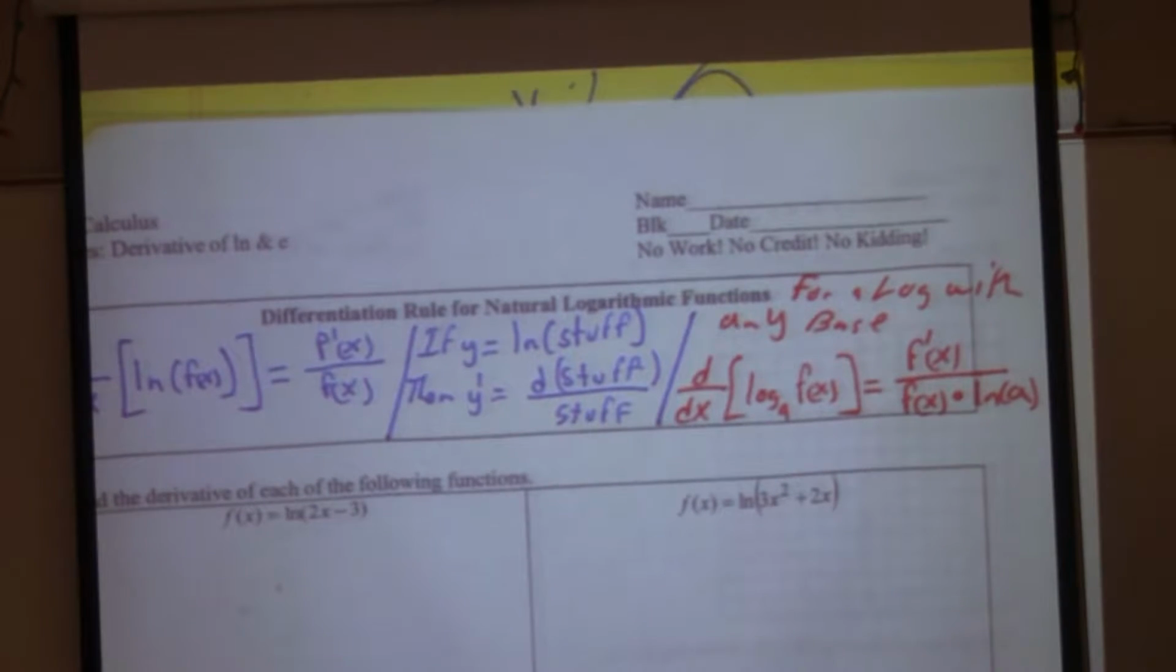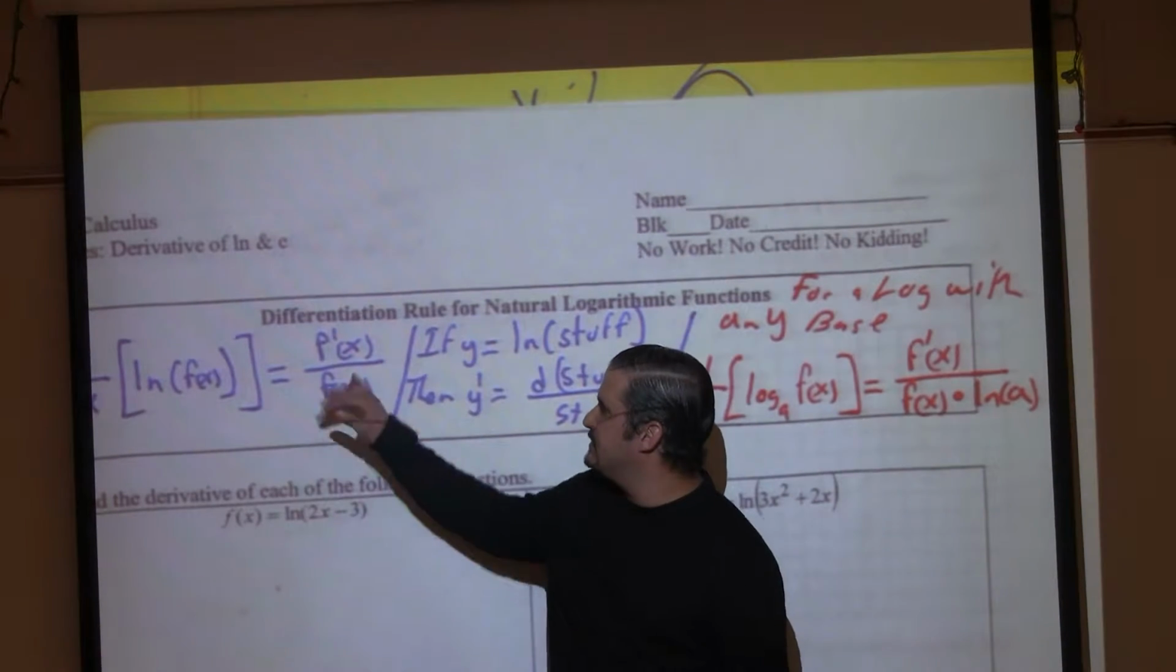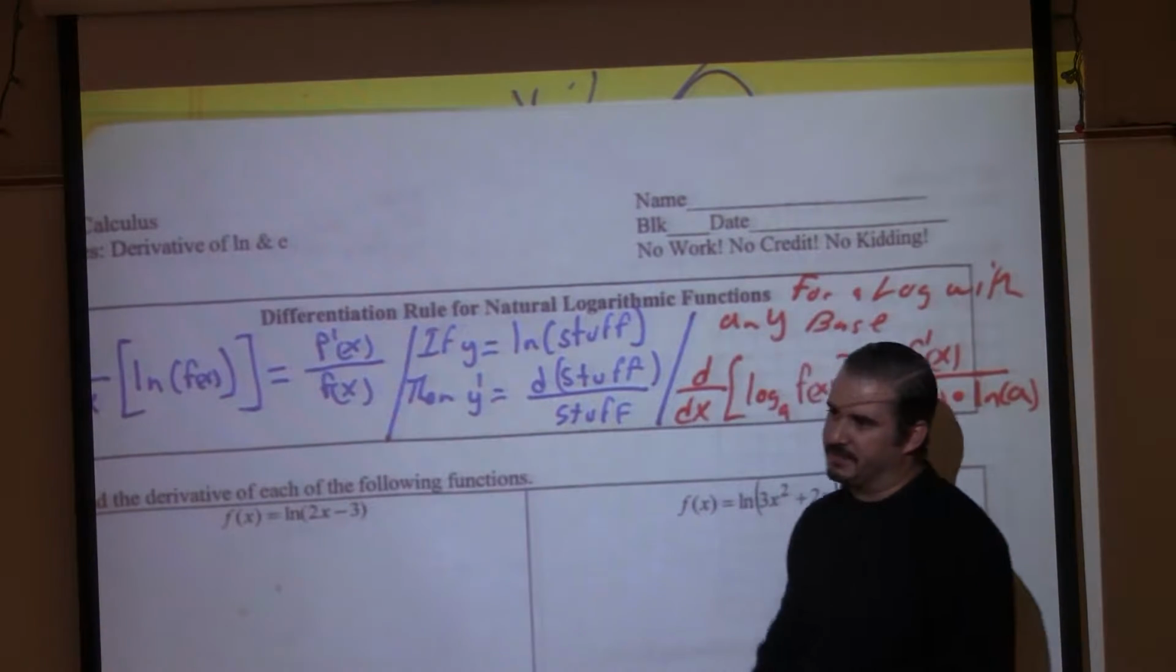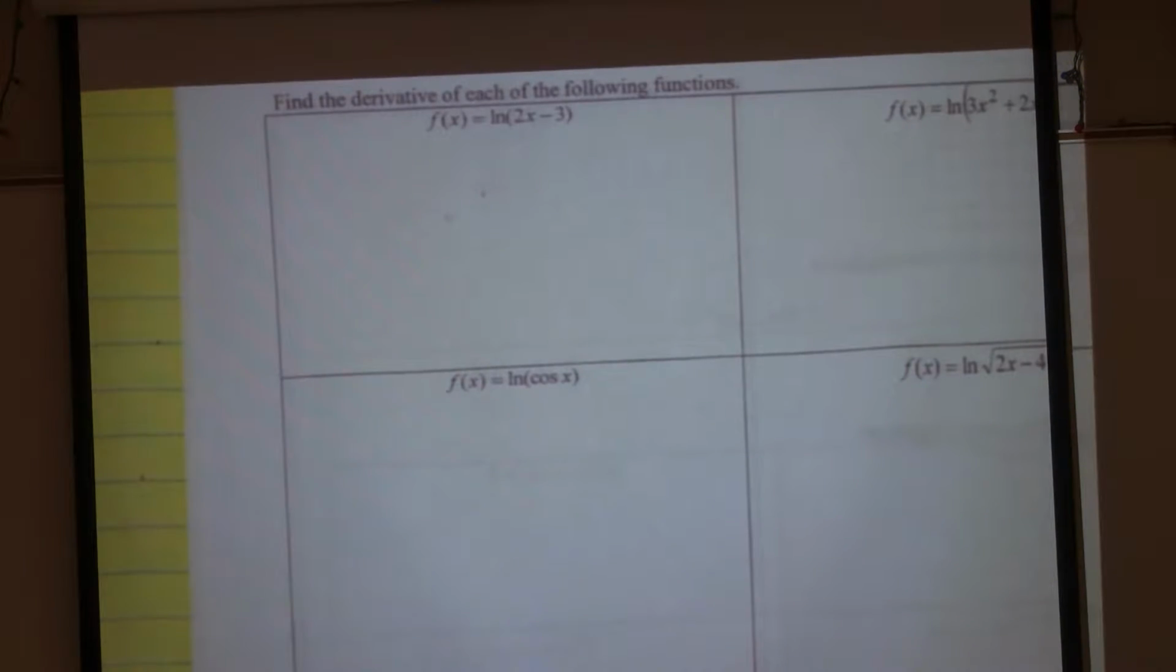Okay, so you can take the derivative of any log with any base, okay? When you're working with natural logs, you can just remember d stuff over stuff. Yeah? F prime over f. Do some examples? Let's do it. 6 examples and we're done.